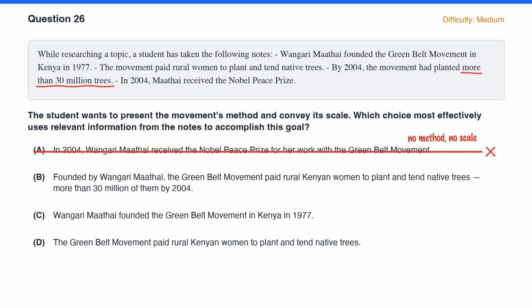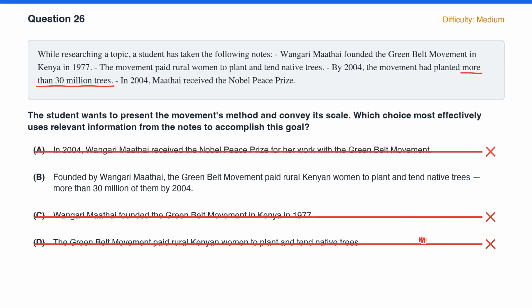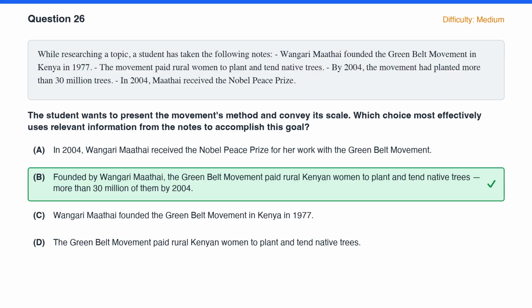Choice C gives the founding date and place, telling us nothing about how the movement worked or how big it grew. Cut it loose. Choice D nails the method but stops cold. No scale at all. That dies too. Choice B carries both halves, the method and more than 30 million trees by 2004. Choice B wins because it does both jobs at once. It states the method, paying women to plant native trees, and the scale, more than 30 million of them by 2004. When a goal lists two targets, your answer has to hit both.